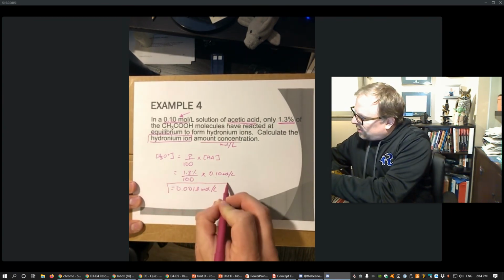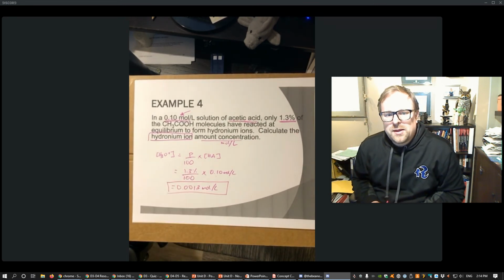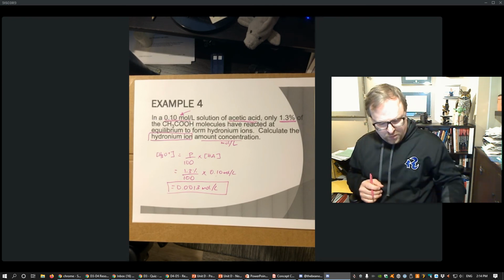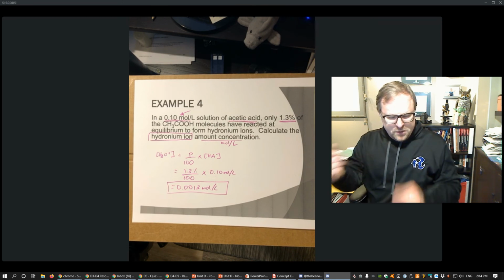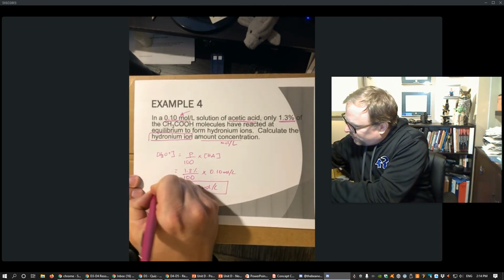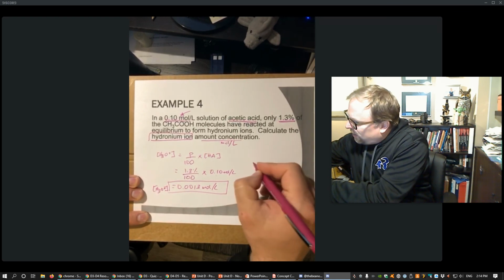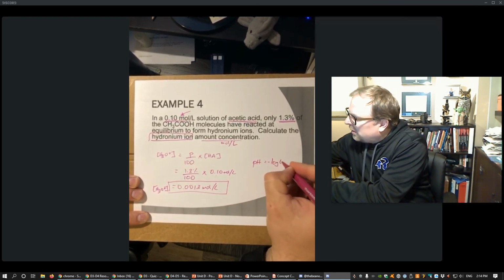So what is the concentration of hydronium ions in this? Well, it is 0.0013 moles per liter. I'm going to take this just one step further with you guys because I want to preview where we're going for the next couple of slides. If we know the concentration of hydronium ions, then we can figure out the pH, right? Because pH is the negative log of the hydronium ion concentration.